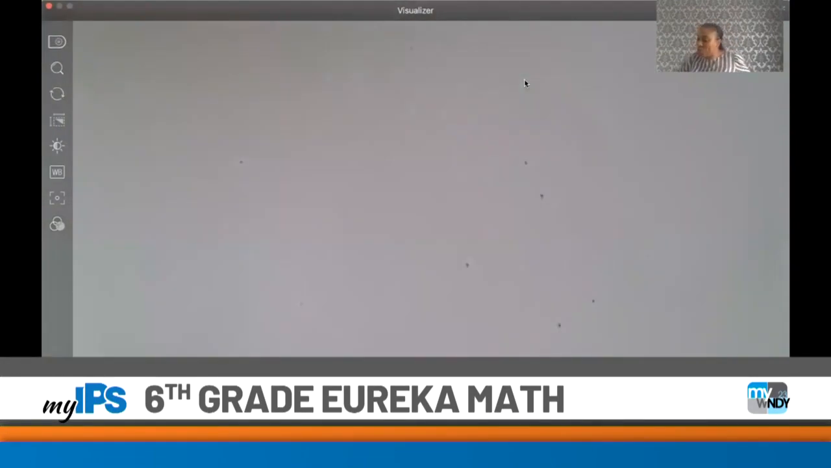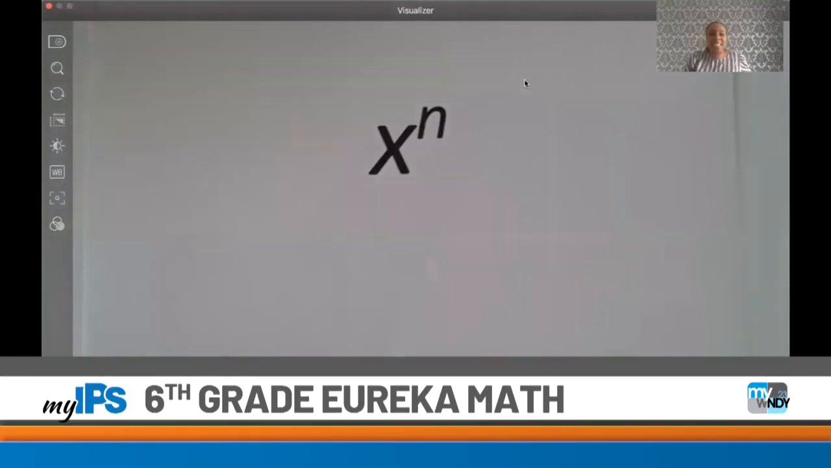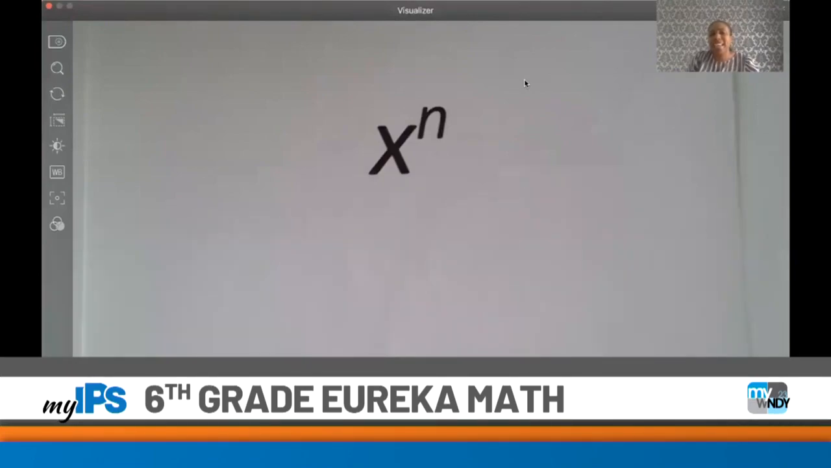Now, let's review before we move on to our exercises. Take a look at this example. What does X represent? The X represents the factor that will be repeatedly multiplied by itself. What does the N represent? N represents the number of times X will be multiplied.